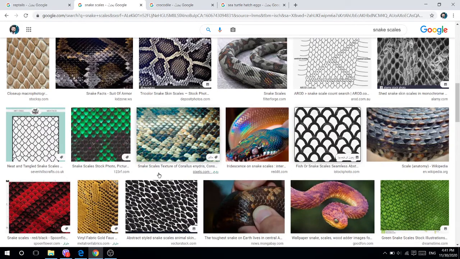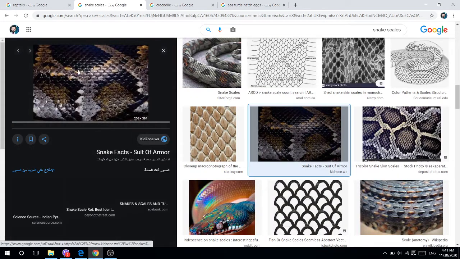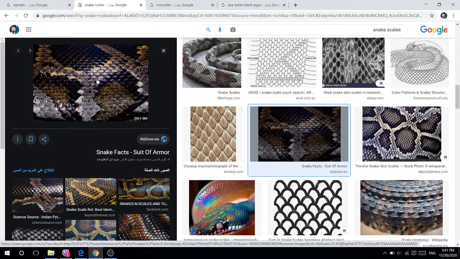Hard plates that protect the reptiles. Do you see? This is what? These are scales that all reptiles are covered by, and protected by. This is called scales. Okay, students? Call it scales.